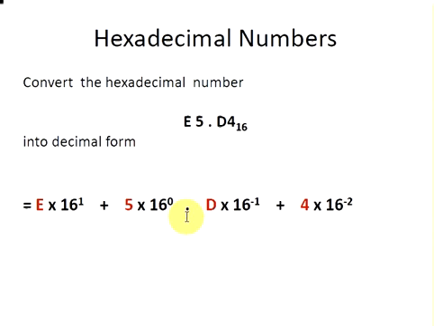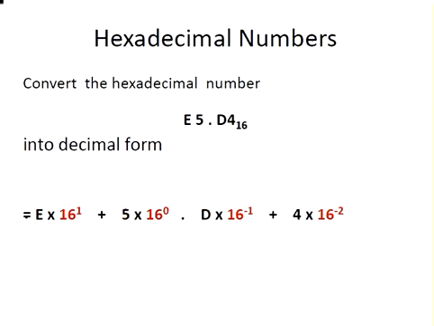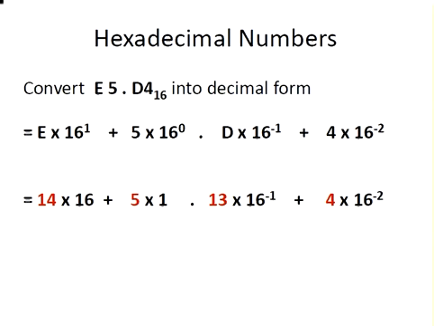Now what we have to do here is simplify all of these expressions. So what we're going to do is get the decimal equivalents of each of these four characters. E is 14, 5 is simply 5, D is 13, and again 4 is simply 4.